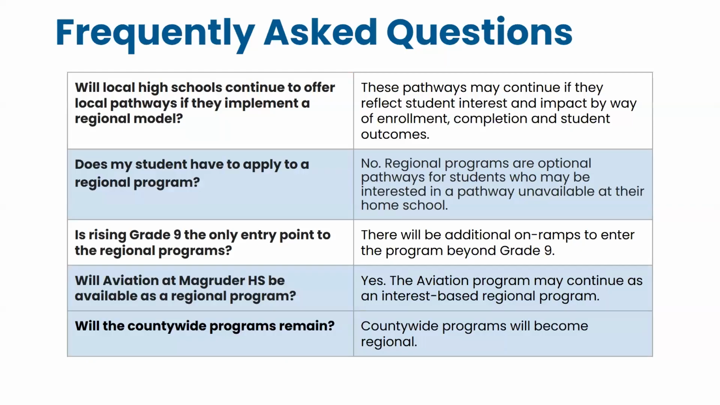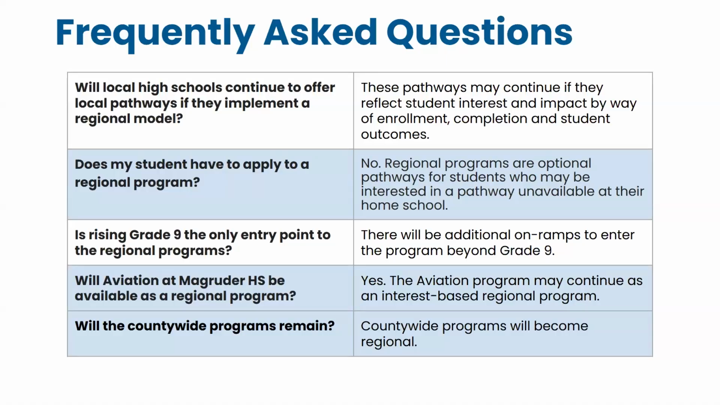So let's shift to some frequently asked questions. The first is, will local schools continue to offer local pathways if they implement a regional model? And the answer is yes, they will continue to offer those pathways. The next question is, does my student have to apply to a regional program? No, students can apply to a program if they're interested in pursuing that program. Otherwise, they can remain in their home school.